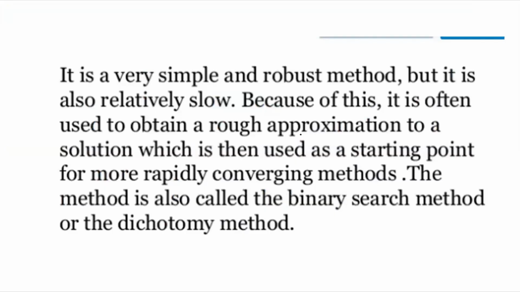It is a very simple and robust method, but it is also relatively slow. Because of this, it is often used to obtain a rough approximation to a solution, which is then used as a starting point for more rapidly convergent methods. The method is also called the binary search method or the dichotomy method. So this is about the bisection method.